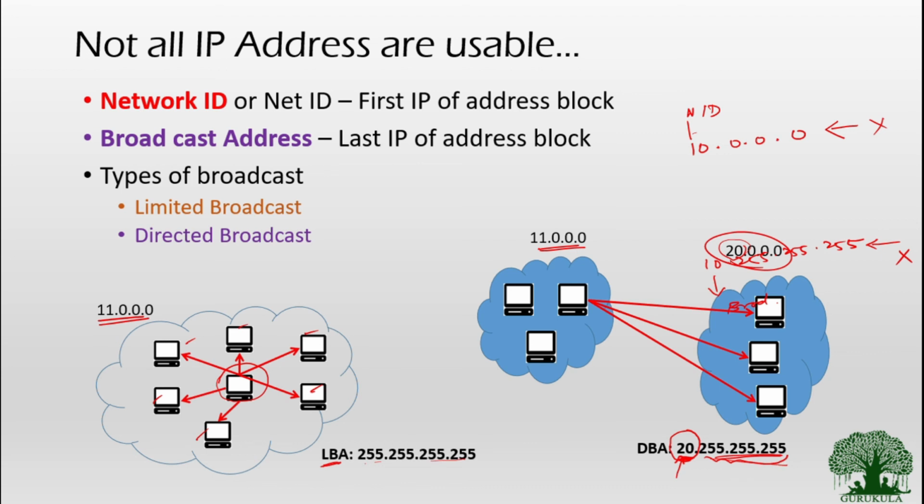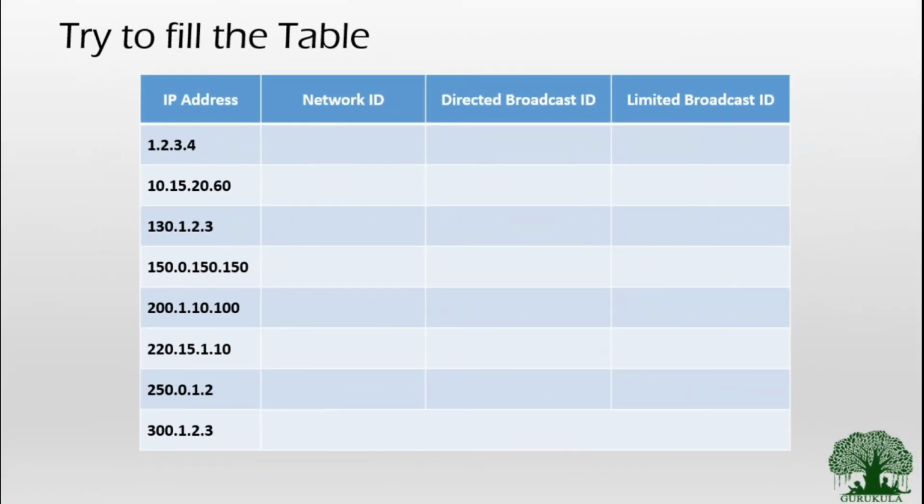So you can understand limited broadcast and directed broadcast with this simple exercise. What you can do is try filling this table. You can pause the video here and try to fill the table with the network ID, given the IP address. I will solve one problem for you, and you can solve the remaining ones. Given the IP address 1.2.3.4, what will be the network ID?